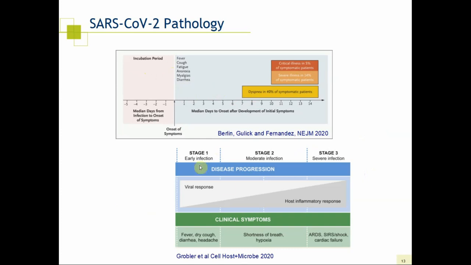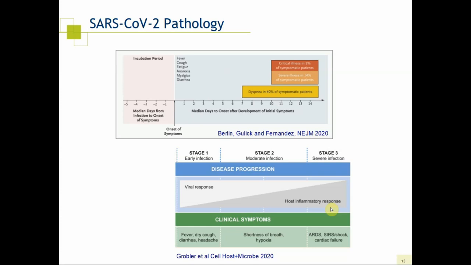So these early symptoms seem to be caused directly by virus replication. So, you know, fever, you've got your innate immune response kicking in, as a direct result of high viral replication. And then during this moderate infection towards a more severe infection, it seems to be mainly due to a runaway host inflammatory immune response.